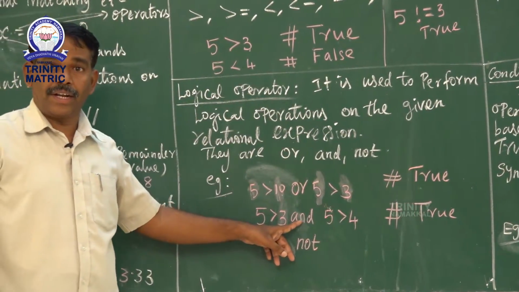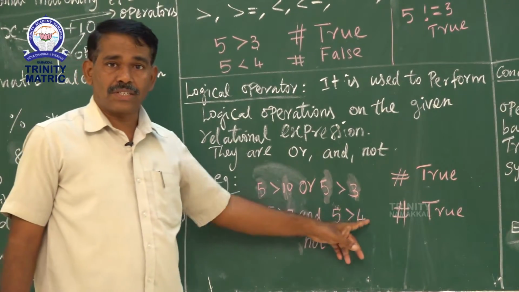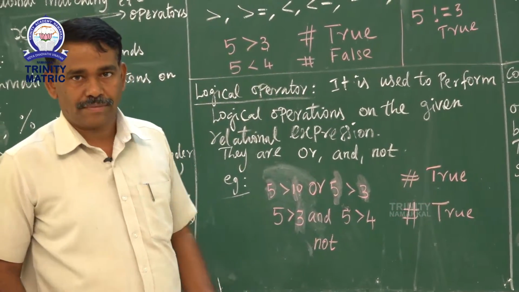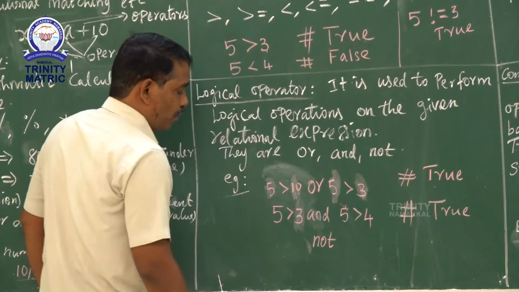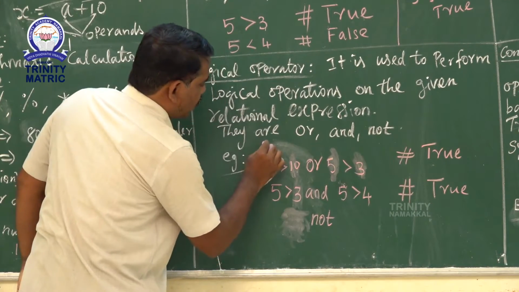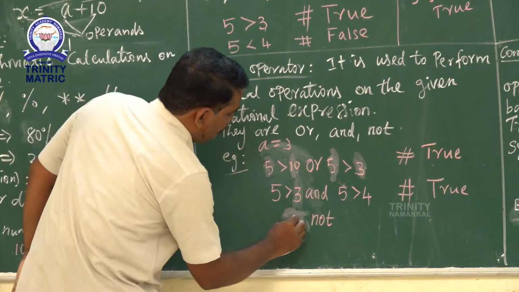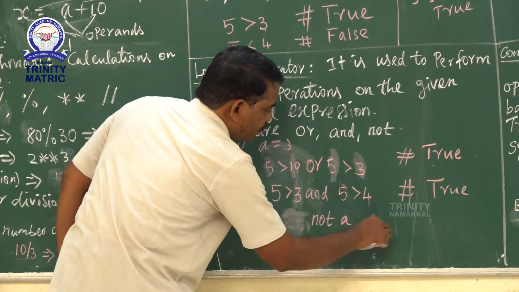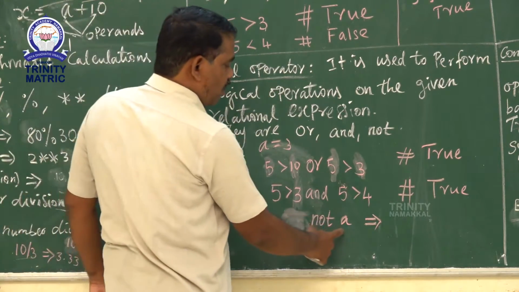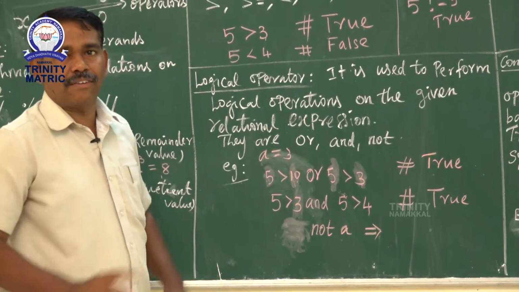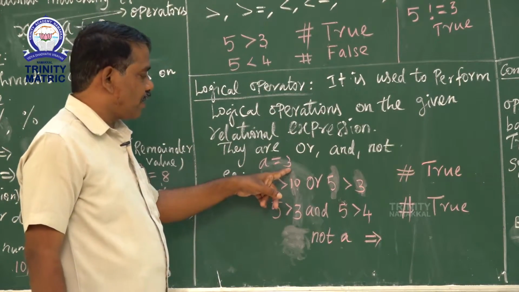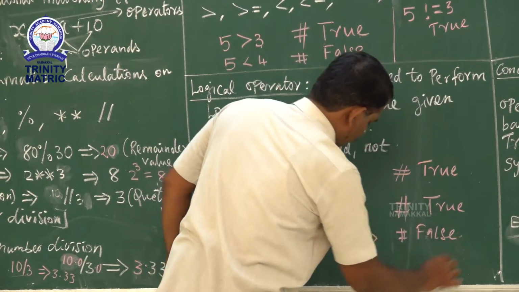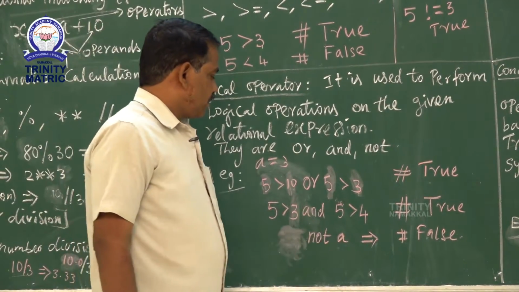But the AND operator returns true only if both conditions are true. Otherwise, it returns false. The NOT operator, you know. I give a value A equal to 3, not A. What is the value then? A is 3, not A means not 3. This inverts the value. A's value is 3, but not A means false. So it inverts the condition.